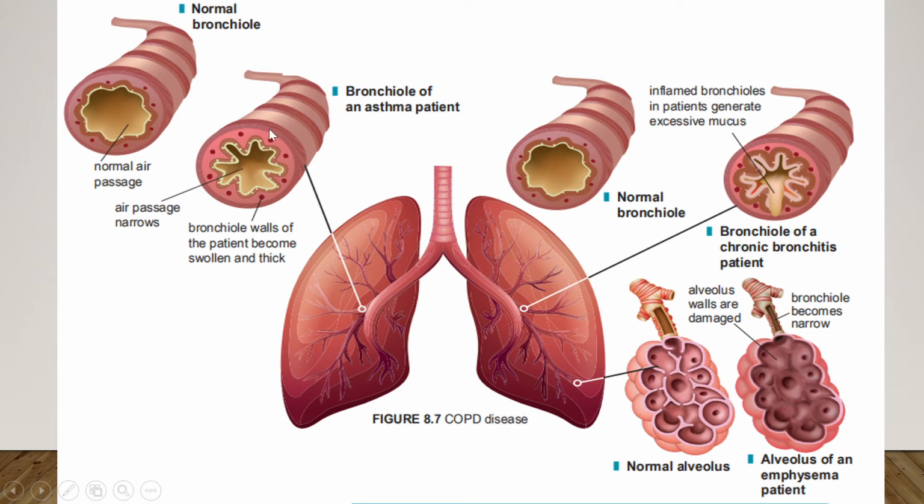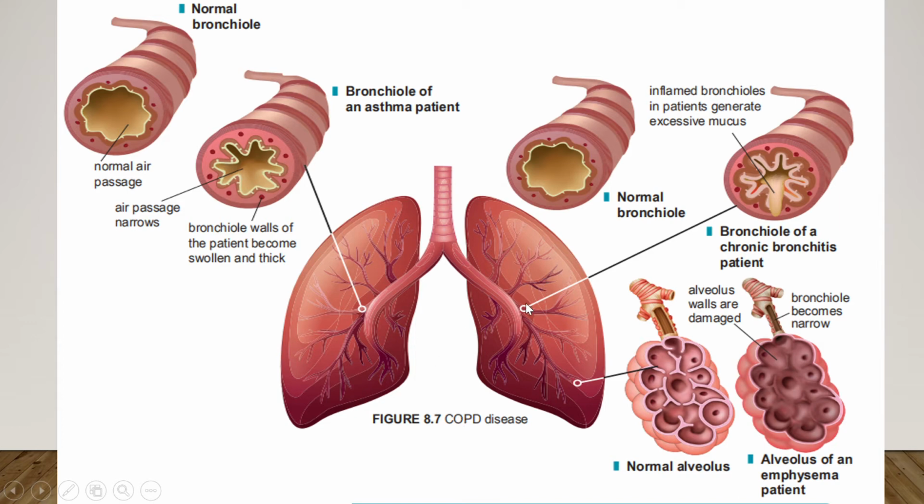Okay, so let's look at this figure, COPD diseases. The first one over here is the normal bronchial. You still remember the bronchial structure? So this is the normal air passage. But the bronchial of an asthma patient, you see the walls have become swollen and also thick. So this results in the air passage becoming narrow. Again, we say that the air, when it flows in, is being obstructed.